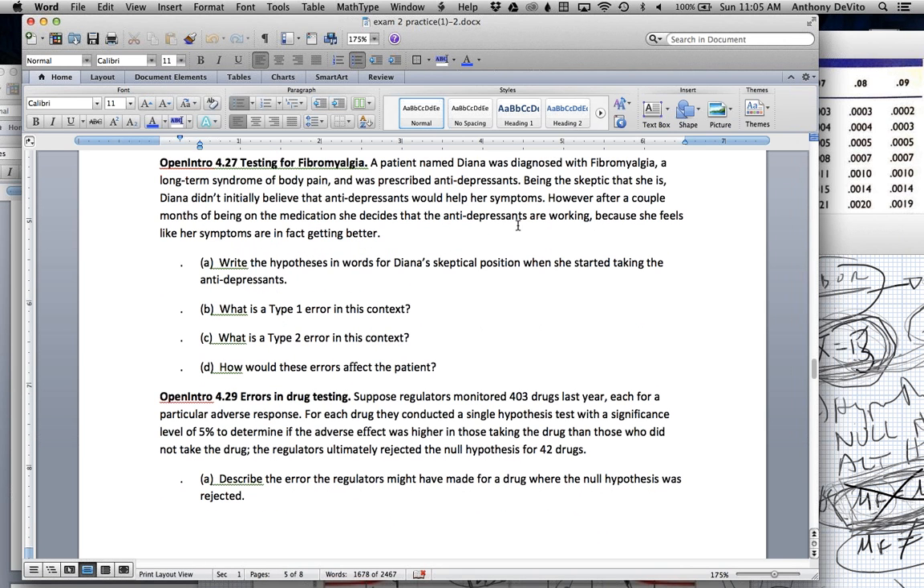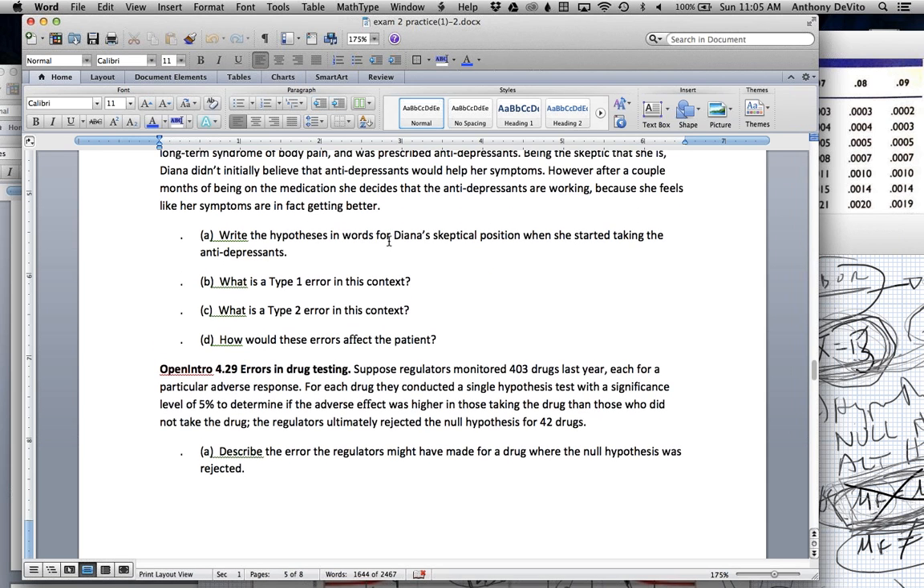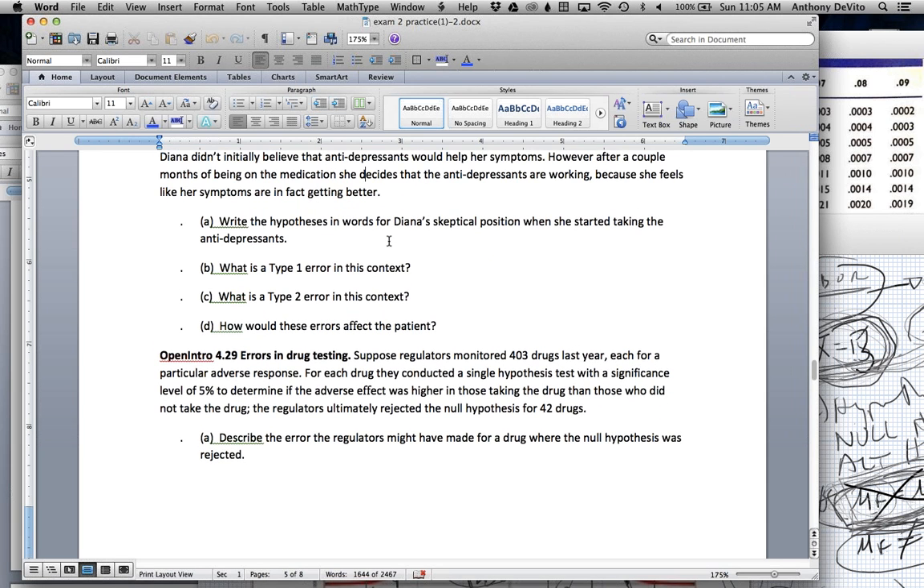So let's see. Being the skeptic that she is, Diana didn't believe these antidepressants would help her, but after a while, she was feeling better and so on and so forth. And she says, gee, these things work. Okay, write the hypothesis in words for Diana's skeptical position when she started to take the antidepressants. Well, she didn't think that these things were going to be effective. In other words, we have a null hypothesis and an alternative hypothesis, right? Her hypothesis was, hey, these things aren't going to help. In other words, the level of pain is going to be the same whether I take the drug or whether I don't take the drug, right?